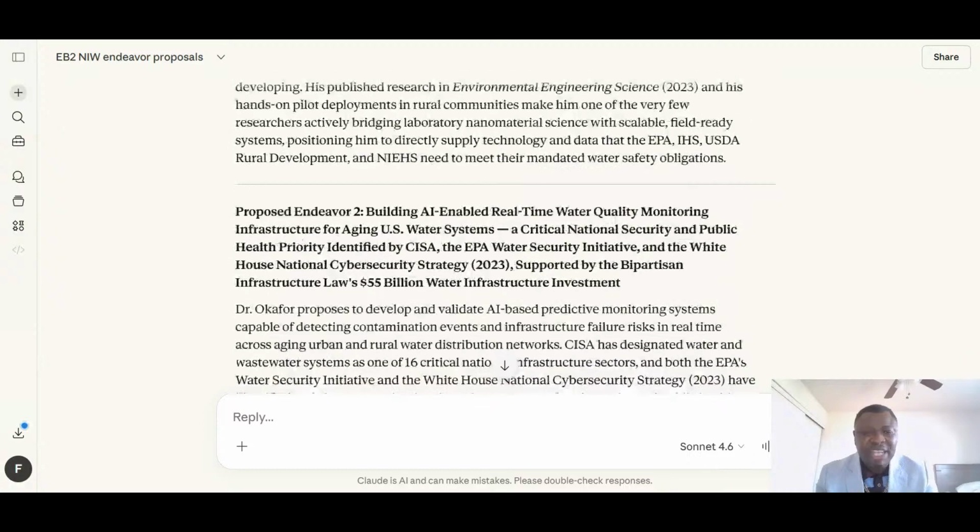And here we have another example: building AI-enabled real-time water quality monitoring infrastructure for aging U.S. water systems, a critical national security and public health priority identified by CISA, the EPA Water Security Initiative, and the White House National Cybersecurity Strategy, supported by the Bipartisan Infrastructure Law's $55 billion for water. So here you can see clearly that this is a strong, specific proposed endeavor that has been connected to a national priority.